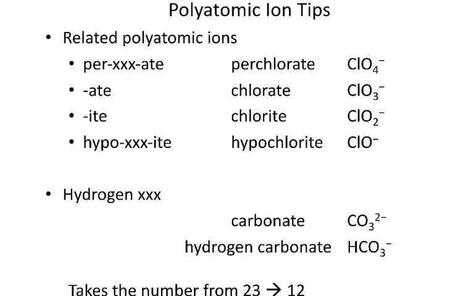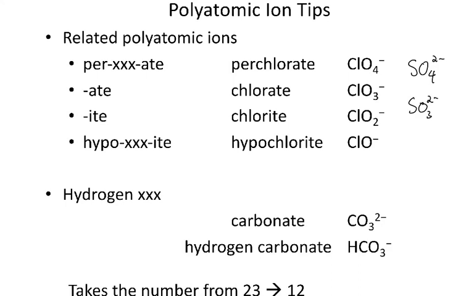Another example that follows the same pattern: one of the polyatomic ions that you need to know is the sulfate ion. If you know that sulfate is SO4 2-, and I ask you what sulfite is, when we go from ate to ite, we drop an oxygen. The charge stays the same. So sulfite is SO3 2-.